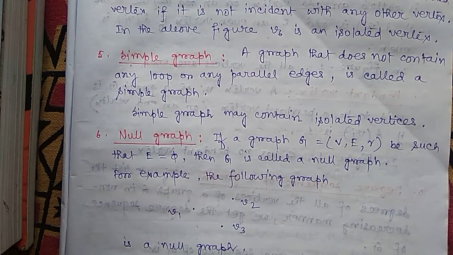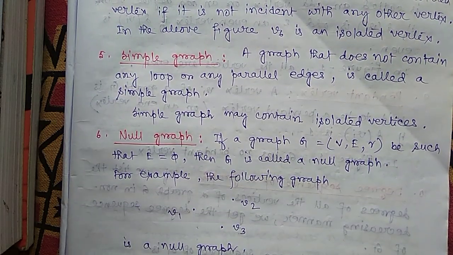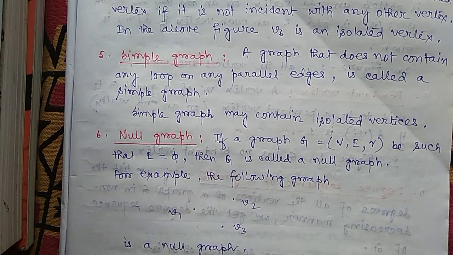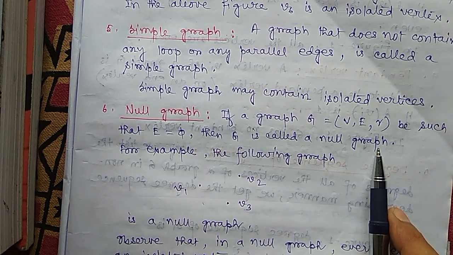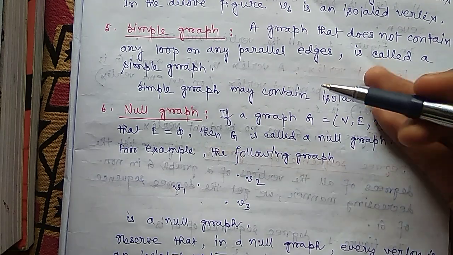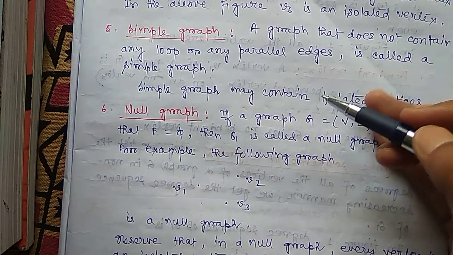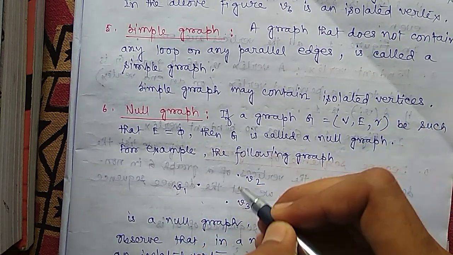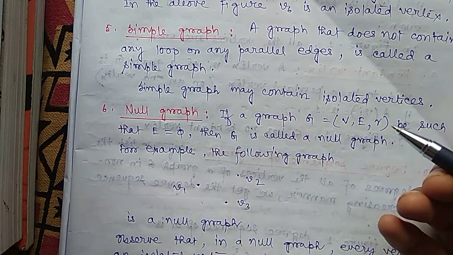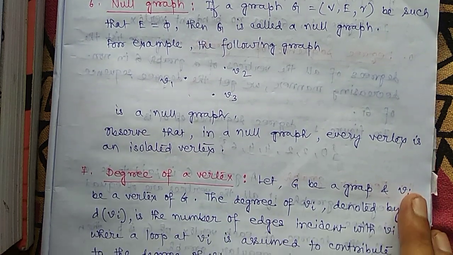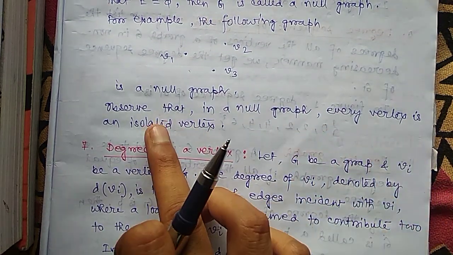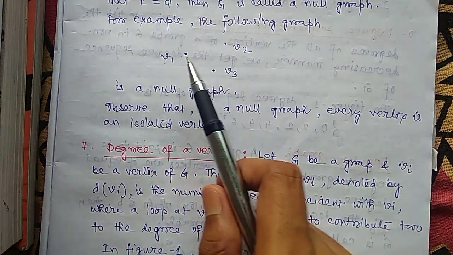Okay. Next, null graph. If a graph G is such that its edge set is empty, that means it has no edges, then G is called a null graph. For example, consider the following graph. Here the graph contains only 3 vertices v1, v2 and v3 but no edge, so this graph is a null graph. Observe that in a null graph every vertex is an isolated vertex.